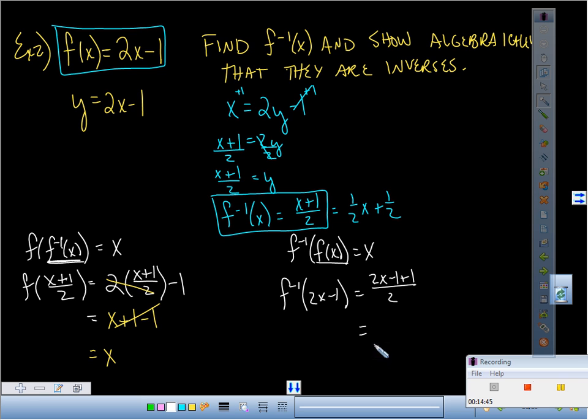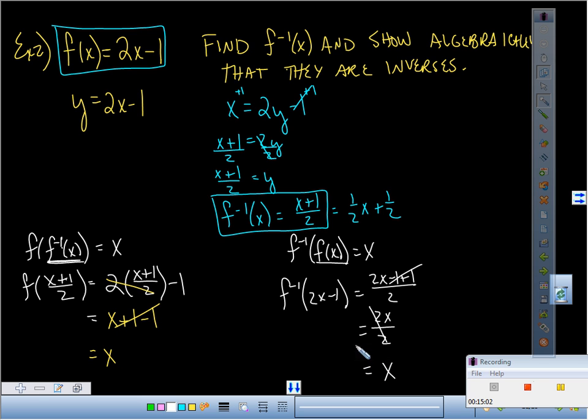Listen to my question. What can you not slash right now? Very good. Now you cannot slash those 2's. Okay, the only thing that you can slash is these. And then you're left with 2x over 2. Then you can slash the 2's, and that leaves you with x. Okay, so this is showing algebraically that they are inverses.